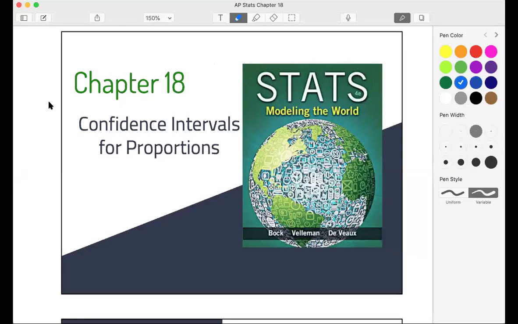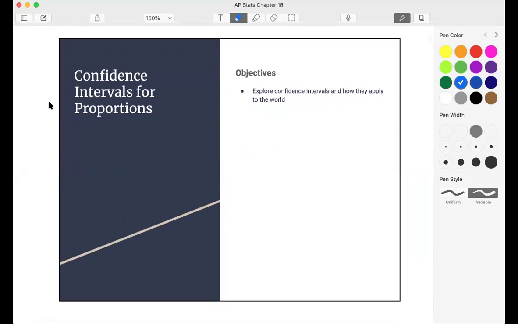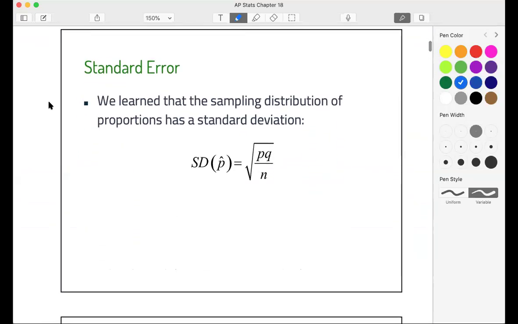Well, good morning. This is going to be chapter 18, day 1, and this whole chapter is about confidence intervals for proportions. All right, so the overall chapter objective is to explore confidence intervals and how they apply to the real world. All right, so to start this conversation, we're going to quickly review something that we just recently talked about. Okay, so we learned in the previous chapter that the sampling distribution proportion has a standard deviation.